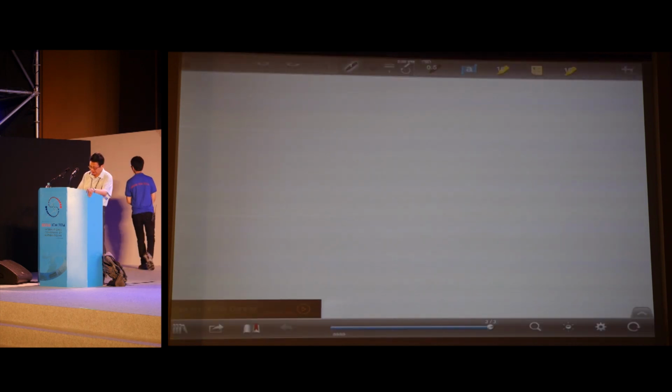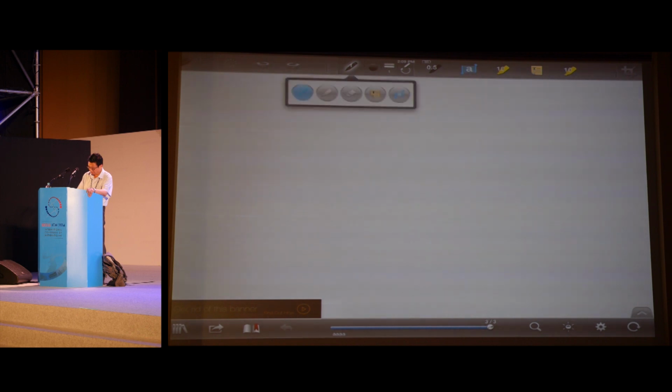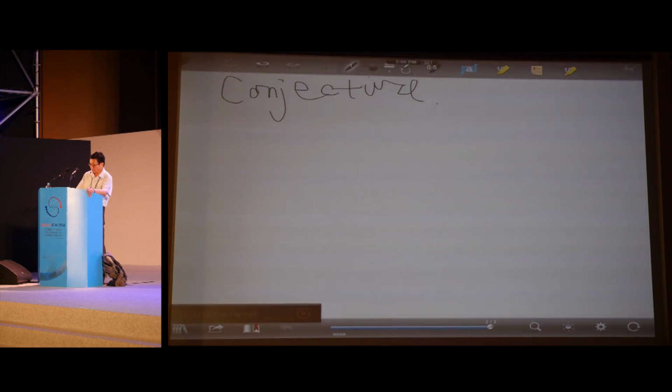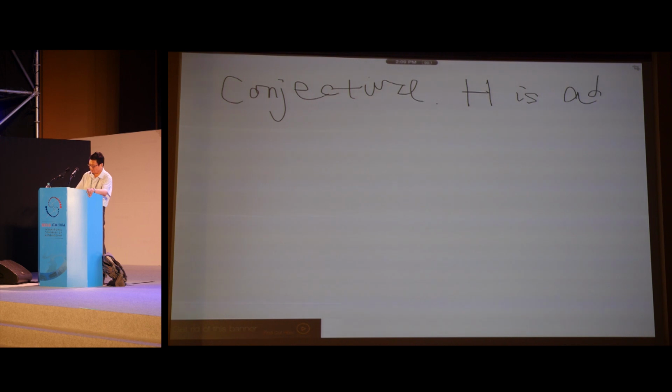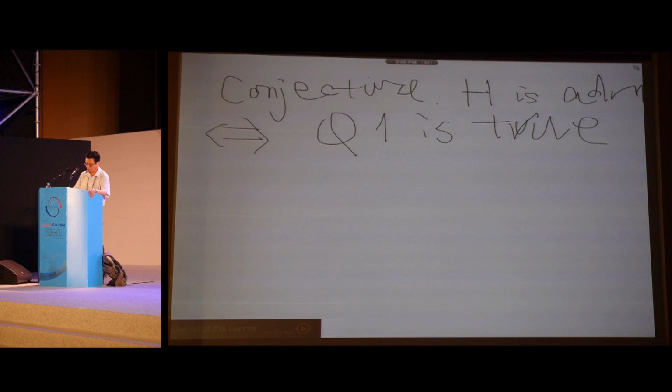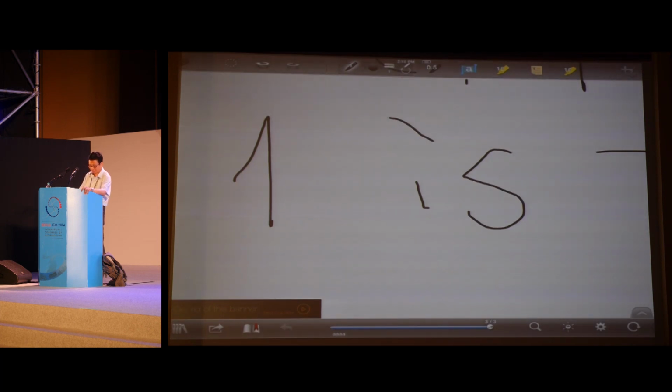Then there exists a conjecture: H is admissible if and only if the answer to question 1, are there infinitely many n such that n plus h1 up to n plus hk are all primes, is true. This conjecture is usually called the Hardy-Littlewood conjecture. For the history, I don't know so much about that.